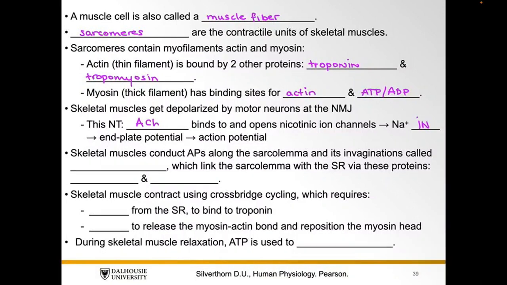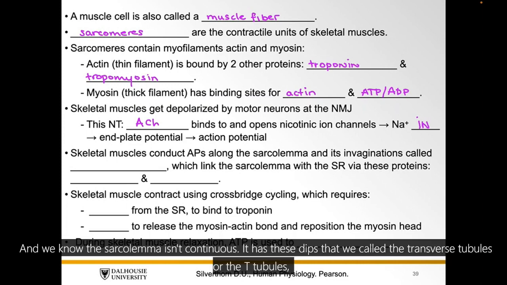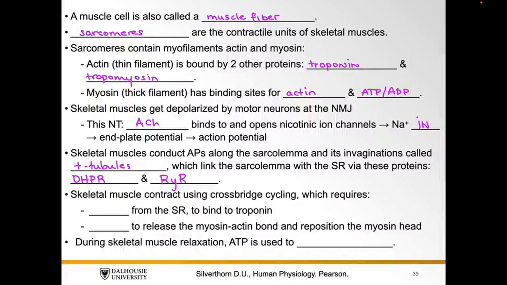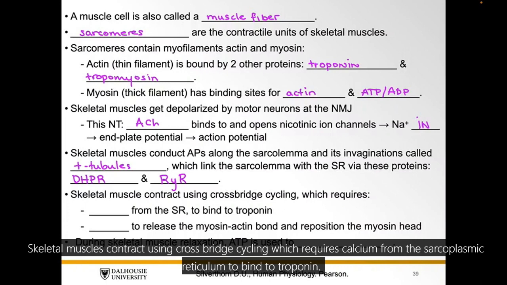And now we have action potentials conducted along the sarcolemma, and we know the sarcolemma isn't continuous. It has these dips that we call the transverse tubules or the T-tubules, and they link the sarcolemma with the sarcoplasmic reticulum via two proteins, the dihydropyridine receptor, or DHPR, and the ryanodine receptor, or RYR. Skeletal muscles contract using cross-bridge cycling, which requires calcium from the sarcoplasmic reticulum to bind to troponin.